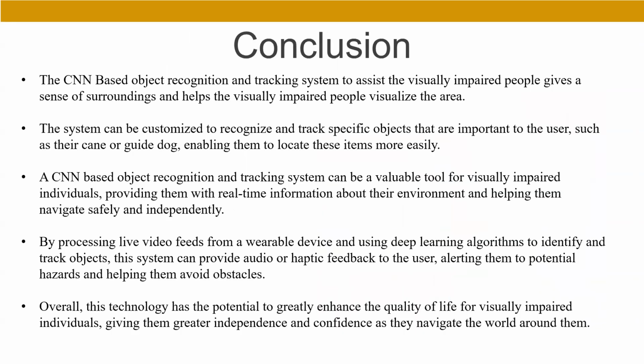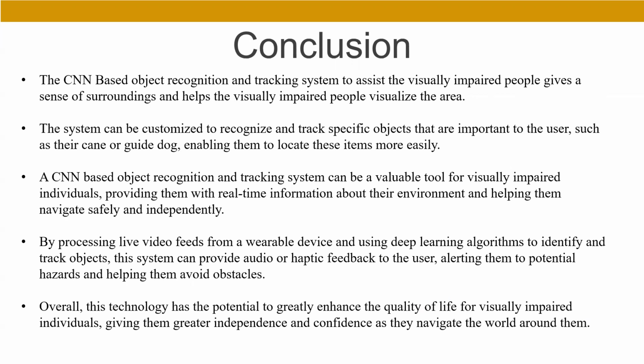Next, we have conclusion. The CNN-based object recognition and tracking system to assess the visually impaired people gives a sense of surroundings and helps the visually impaired people visualize the area. The system can be customized to recognize and track the specific objects that are important to the user, such as their cane or guide dog, enabling them to locate these items more easily.